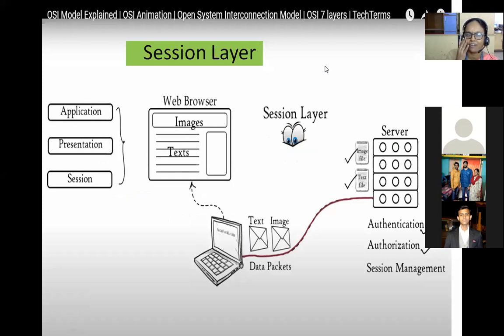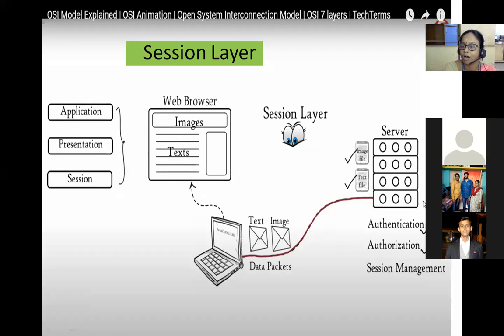Then the session layer. While we are seeing the session layer, we have three purposes of the session layer: authentication, authorization and session management. All this will be taken care of by the session layer. Authentication, we all know, we put our username and password to enter into my mail. And authorization is given from the server to access the image or text or file, whatever it may be. Session management is also there.